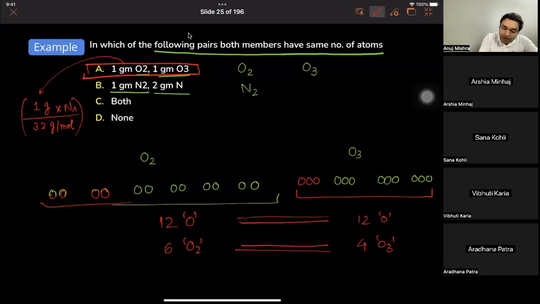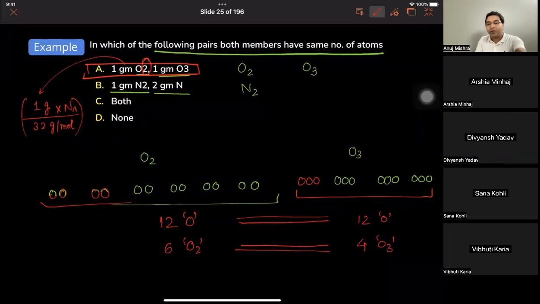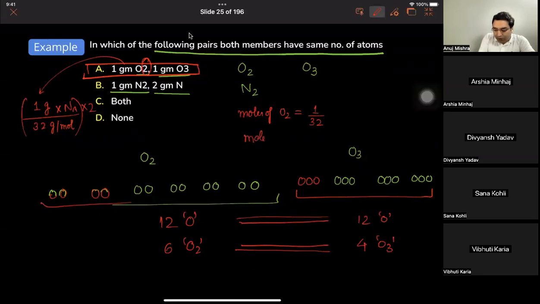Now each molecule has how many oxygen atoms? What shall I multiply to get the number of O atoms this time? We need to multiply by 2, correct. So let me write it once again. Moles of O2 would be 1 divided by 32. Molecules of O2 will be 1 divided by 32 into Na. Atoms of oxygen will be 1 divided by 32 into Na into 2.